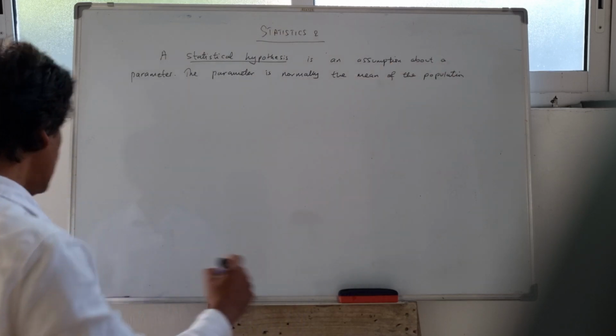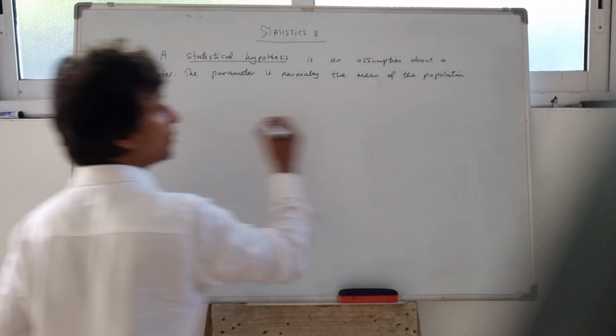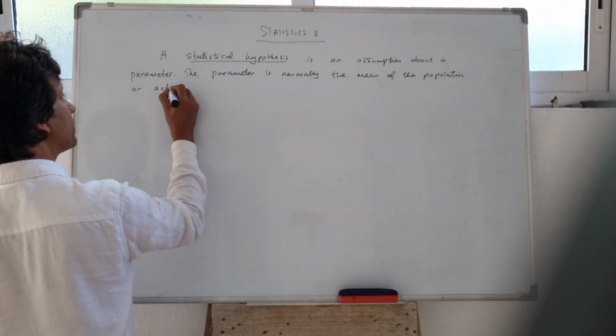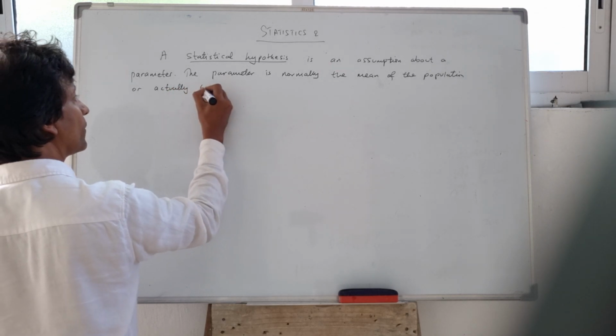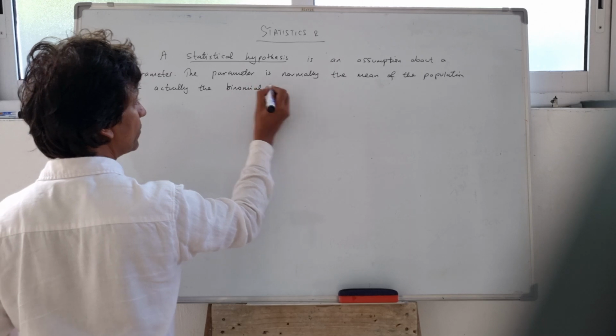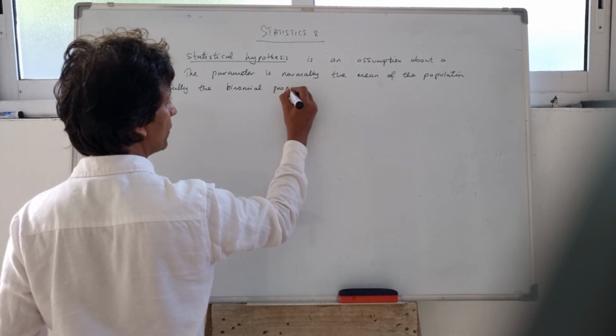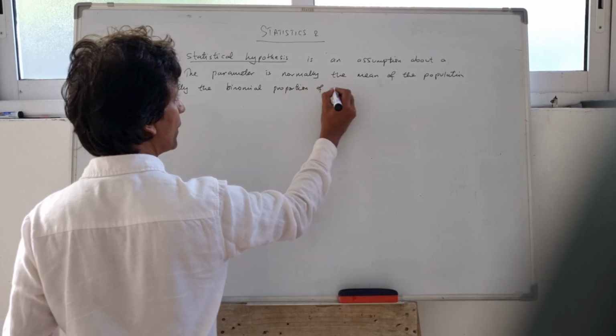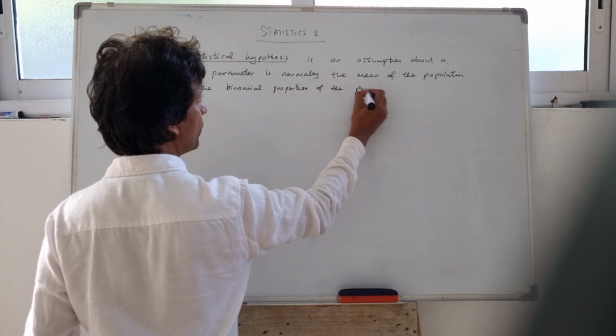The mean of the population, or actually the binomial proportion of the population.